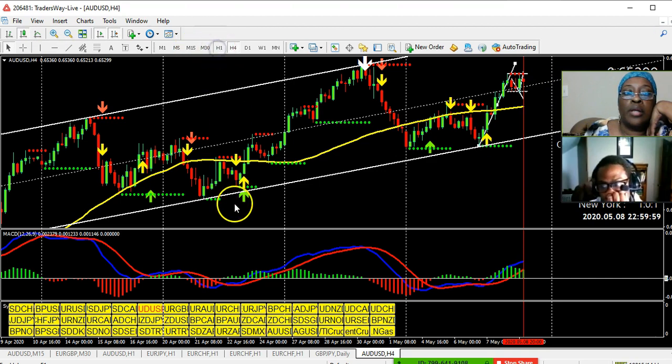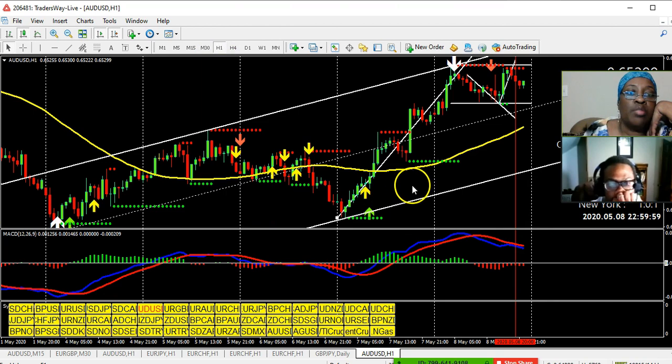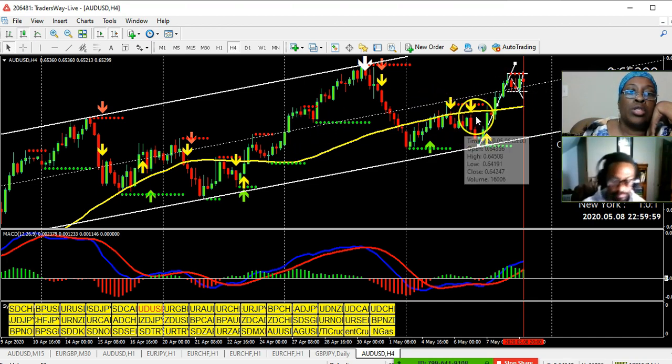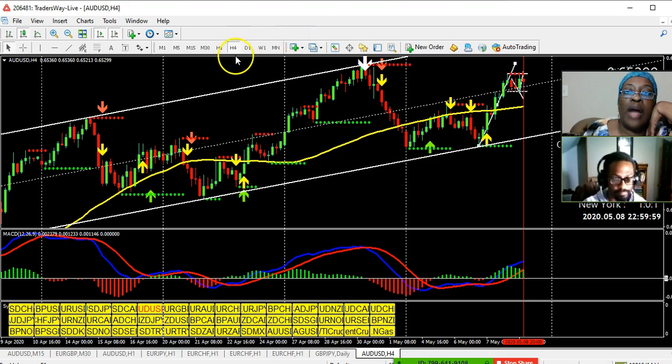We're going to go back to the hour. Everything I'm seeing supports this move. Okay, so I put my vertical line here at this 4 hour candle, the last candle on the 4 hour chart. And remember, everything that happens on the higher time frame has already happened on the lower time frame. So we see this little candle here. Now we're going to drop down to the lower time frame, which would be the hour.